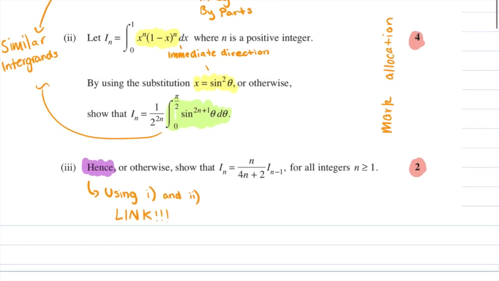Part 3, we are asked to hence or otherwise show that I n is equal to this expression here for integers greater than or equal to 1. The word hence here is referring to using part 1 and part 2, and making sure we link it. Mark allocation of 2 here represents that we need to use this link, as we have previously built the foundational skills to answer this question.